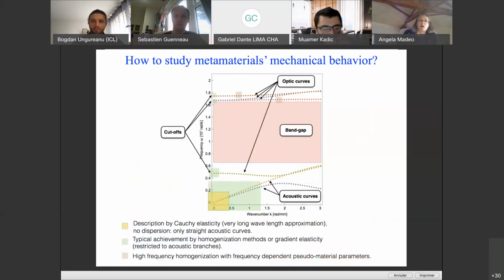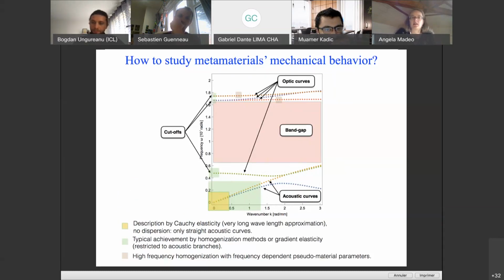And the point is now how we can study metamaterials behavior. As I said, there are different approaches which come into the picture. For people who are familiar with Cauchy elasticity, Cauchy continuum mechanics, we must say that this approach is not adapted to describe such a complex behavior for these materials. For example, here we see in the picture the yellow part, which is the region that can be described by Cauchy elasticity.